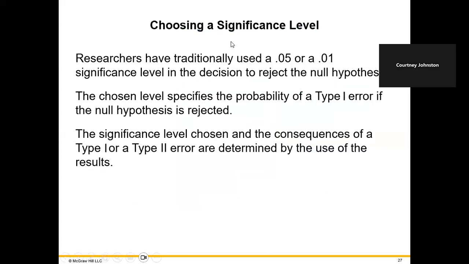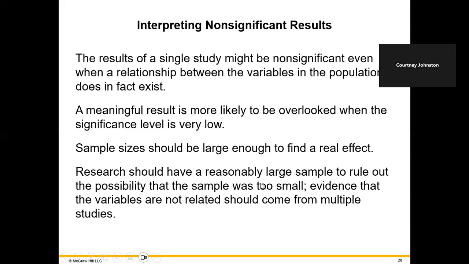Now, in choosing that significance level, you traditionally use 0.05 or 0.01 as the significance level for the decision to reject the null hypothesis. It also specifies how probable it is that there's going to be a type 1 error if the null hypothesis is rejected. The significance level chosen and the consequences of a type 1 or type 2 error are determined by the use of the results. But nonetheless, these are the two significance levels that are commonly used.